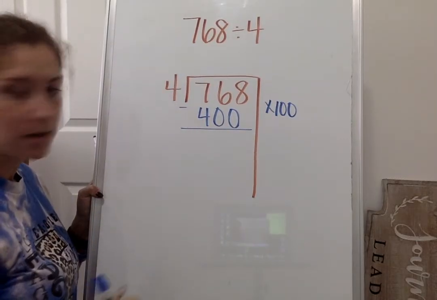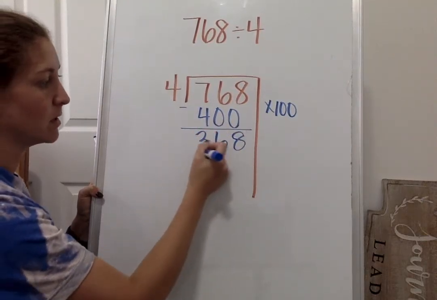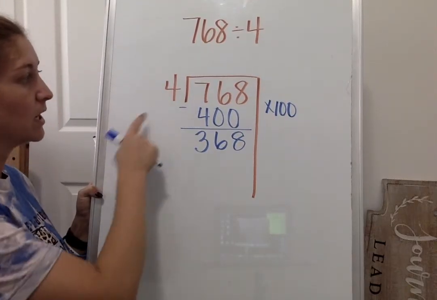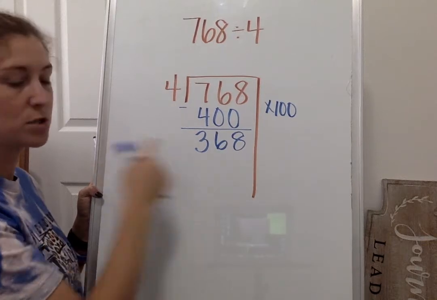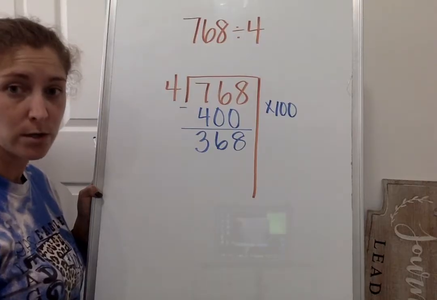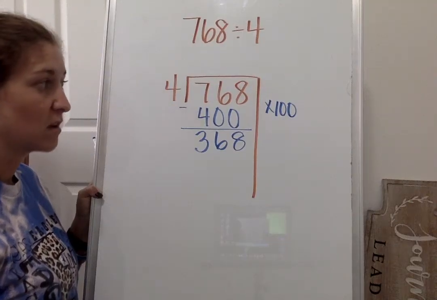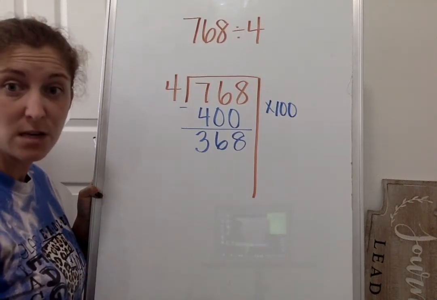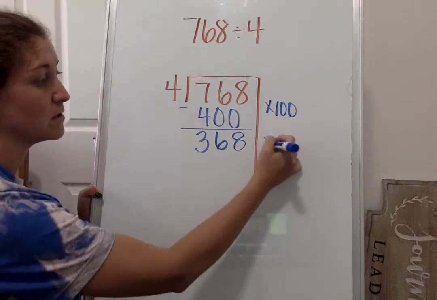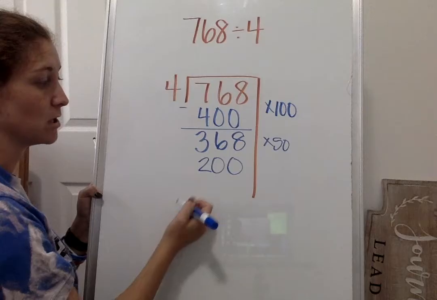When I subtract here, I have 8 minus 0 is 8, 6 minus 0 is 6, 7 minus 4 is 3. Now I need to figure out what I can multiply 4 by in order to get close to 368. I can't do 100 again because 4 times 100 is 400, so I've got to think of something else. Half of 100 is 50. So 4 times 50, well, I know 4 times 5 is 20, and I add a 0 to that, so that gives me 200. So that works.